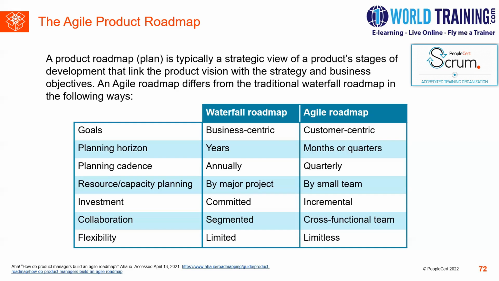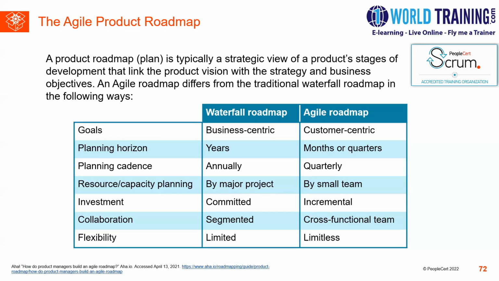But in case of the agile roadmap, the focus is on customer centricity. So how we can think of building a product which is more centered towards the customer and which is adding more value to the customer. So the goals are more customer centric. The planning horizon for the waterfall roadmap is multiple years because there are a few projects which used to take multiple years for completion. So overall, the roadmap used to last for years.